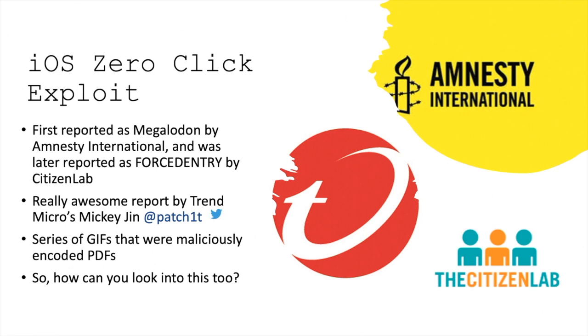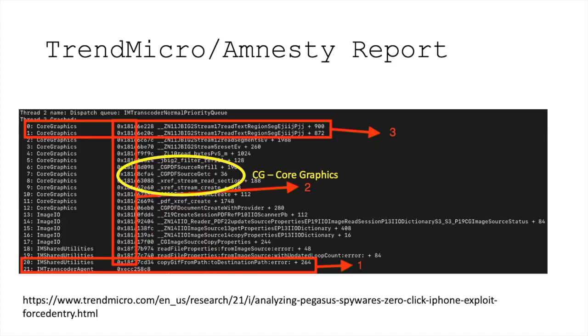So I started looking into Mickey's report to figure out kind of what was going on. So in this screenshot, he actually reverse engineered the actual exploit function, and then he looked at Apple's patch to see what had changed. So the exploit itself was in the JBIG2 stream read text region function, which is here at the top. But then we can see there's like a call chain of other functions. So Core Graphics was the main framework or library that was affected here, and you see something called CGPDFSource. And so I thought this was particularly interesting, and I wanted to focus on this.